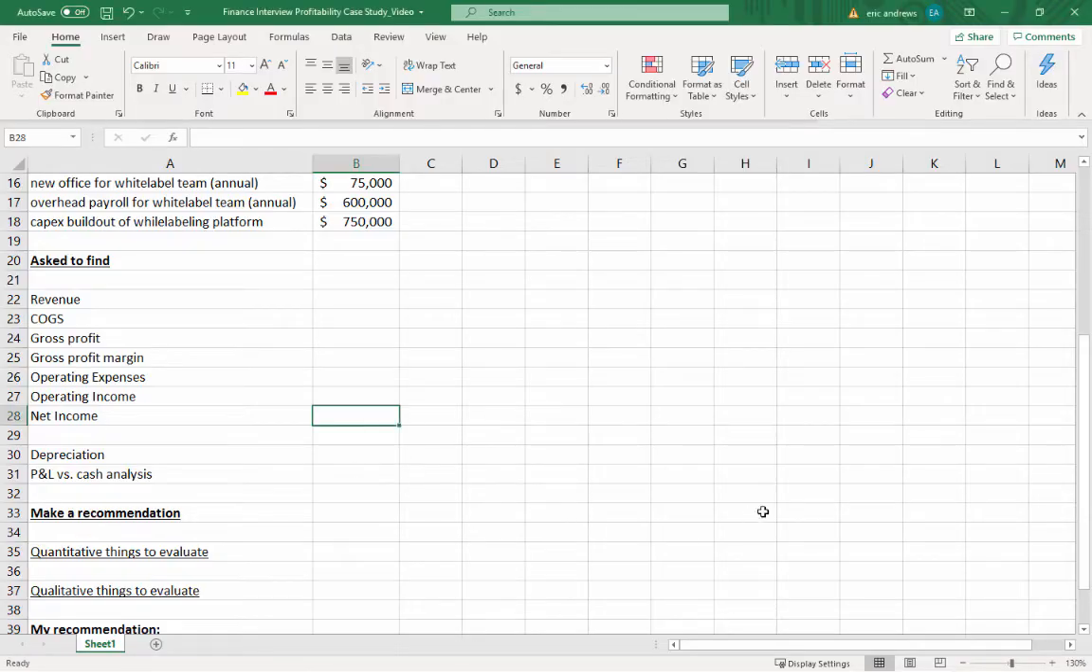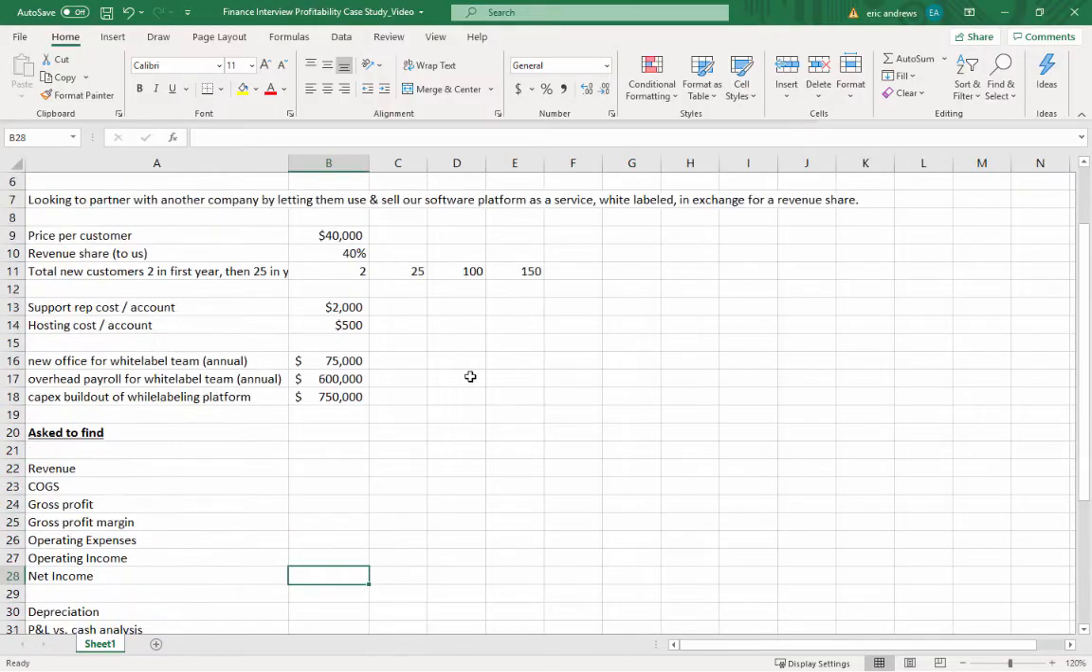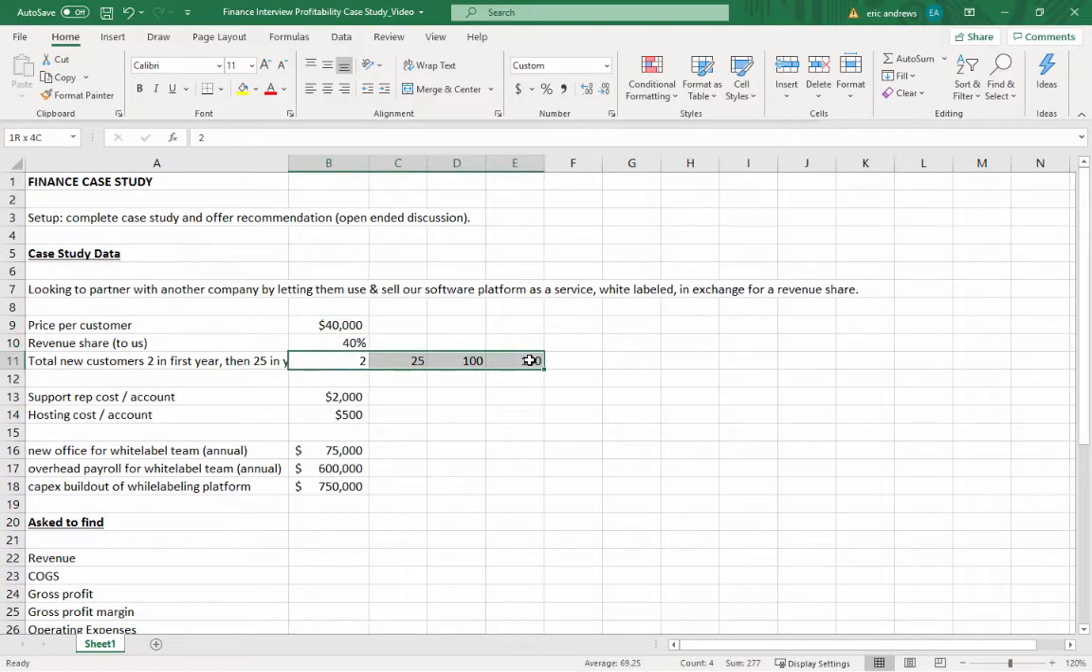So let's get started and look at these initial points here. First off, we have some of the initial information. So let's put some of the years in. Year 1.